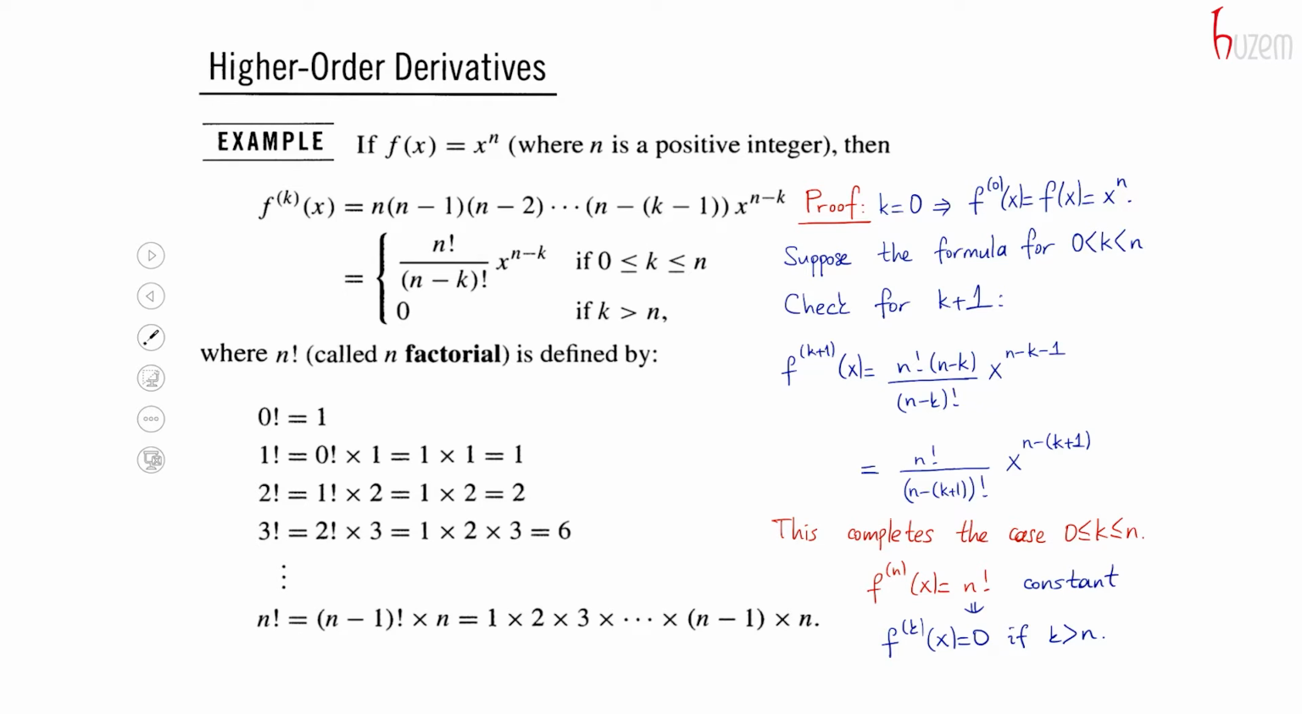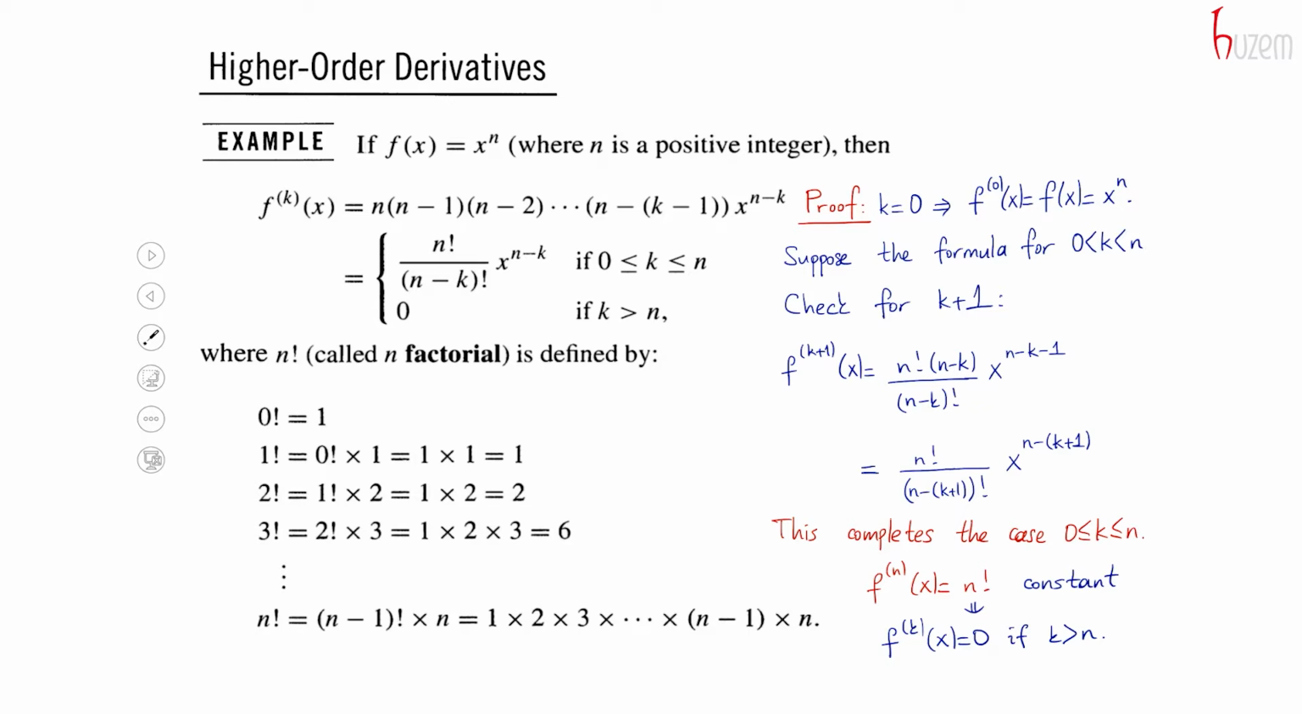Whenever the formula is true for k, it's going to be true for k plus 1. So we know that it is true for 0, and this mechanism makes sure that it's going to be true for the first derivative. And when the first derivative is obtained via this formula, this mechanism makes sure that the second derivative will obey this rule as well, and so forth. So this proves that the formula is true for any k between 0 and n, including 0 and n.